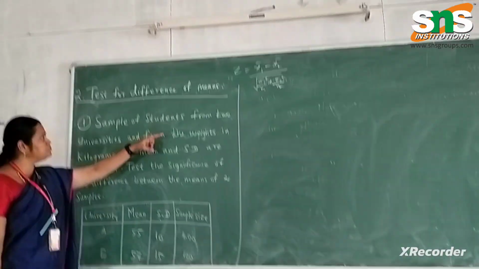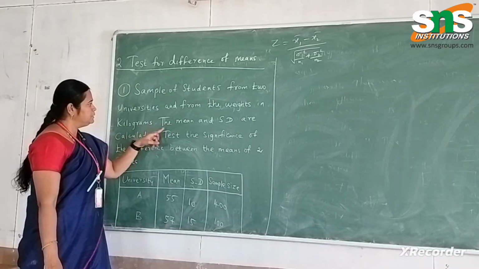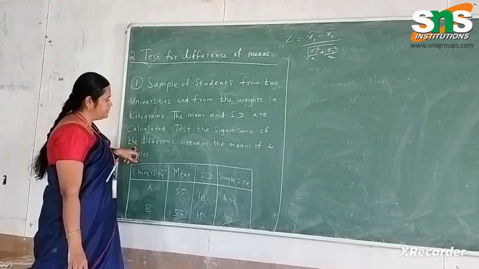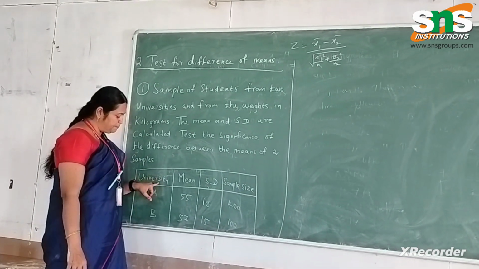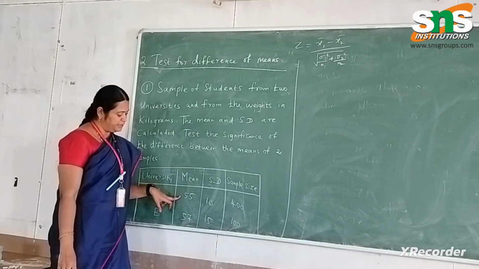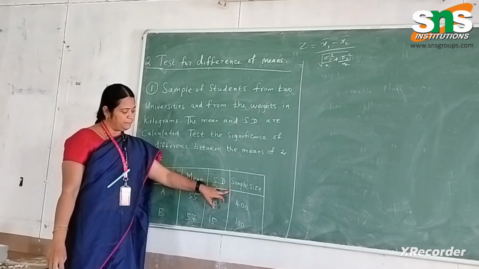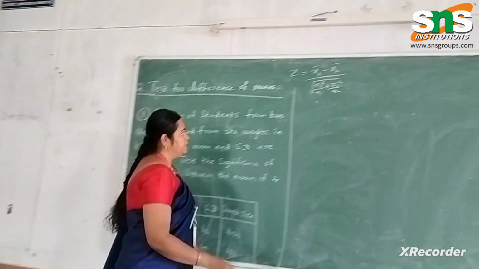Given samples of students from two universities, the weights in kilograms, the mean and standard deviation are calculated. Test the significance of the difference between the means of two samples. Here they are taking two samples of two different universities, the means are 55 and 57, the standard deviations are 10 and 15, and the sample sizes are 400 and 100. So what are all the data given?